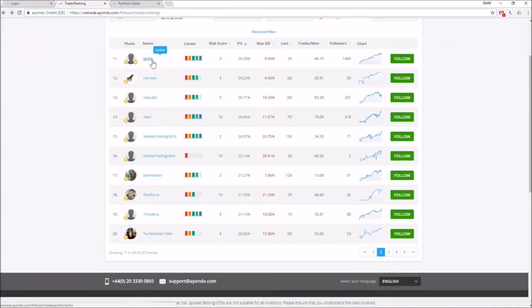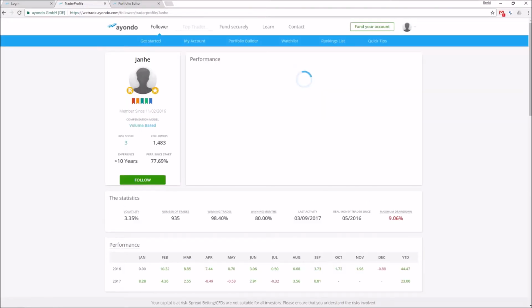So he's the 11th best performing trader with real money. 30% return over the last 12 months, 9% drawdown, really conservative. For me, as a trend follower, lovely looking chart there. No dramas in the chart. So let's have a look on Jane and find out a bit more about this trader.